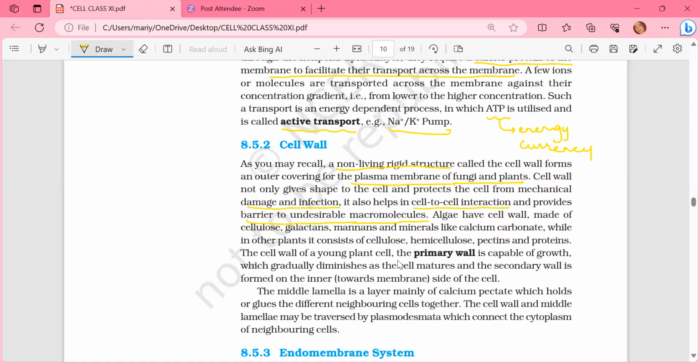Now see, the cell wall is present in fungi and it is present in plants also, but their composition is very different in each of these. Since we are talking about algae now, algae is a type of plant only. So they have a cell wall which is made up of cellulose, galactans, mannans, and minerals like calcium carbonate. While in the case of other plants, it would contain cellulose, hemicellulose, pectins, and proteins. Does anybody know what the cell wall of fungi is made up of?